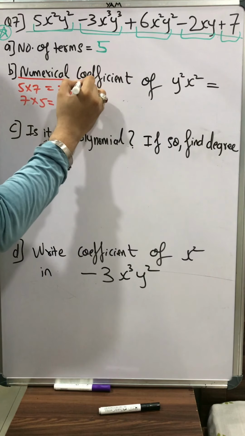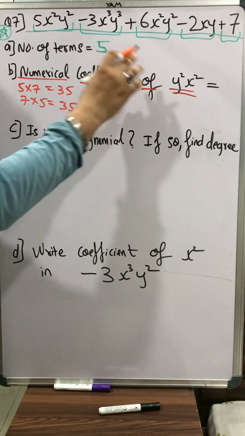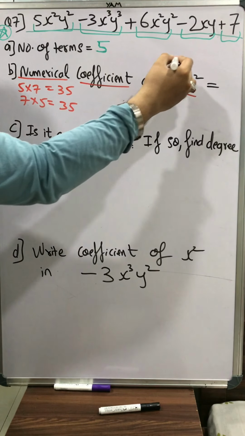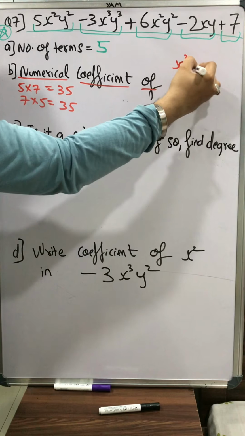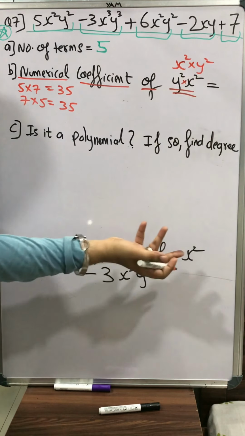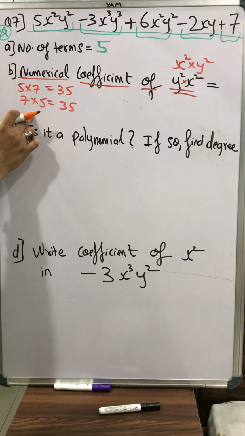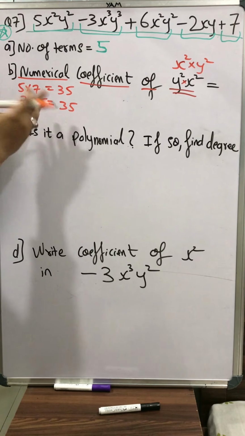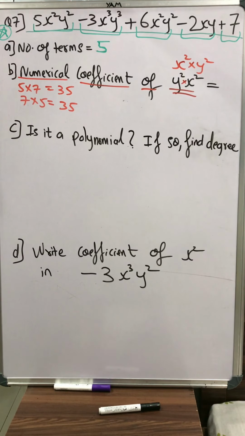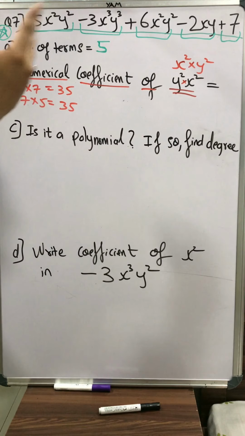Find the numerical coefficient of y square x square. Y square multiplied by x square. Can I say it also can be the case like x square multiplied by y square? It's one and the same. I gave you the reason here, because multiplication can change the place. 5 into 7 is the same and 7 into 5 is also the same. This is only for multiplication. Please don't misuse it in other operations.